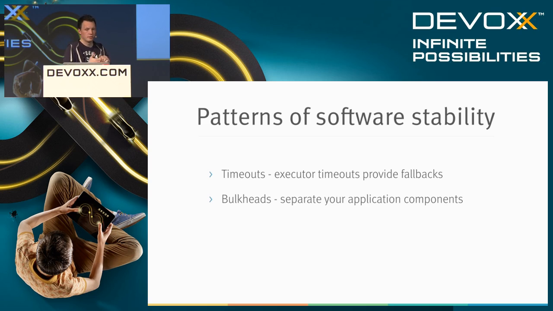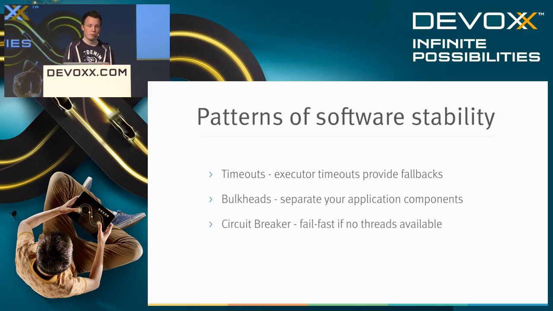Another thing that is well known are bulkheads. Bulkheads are used to separate an application. So, for example, I can say, okay, if my product service isn't available, this shouldn't infect or affect in any way my front end.